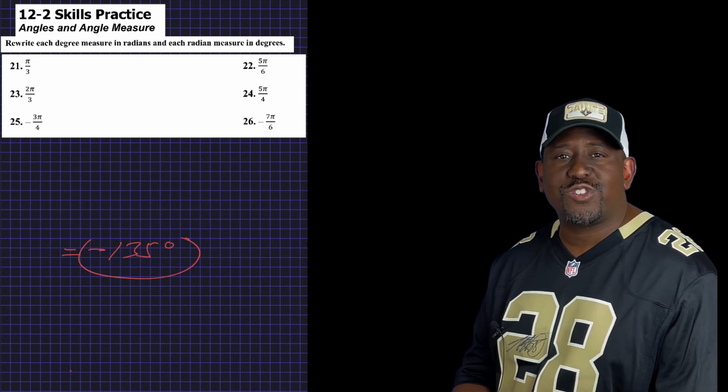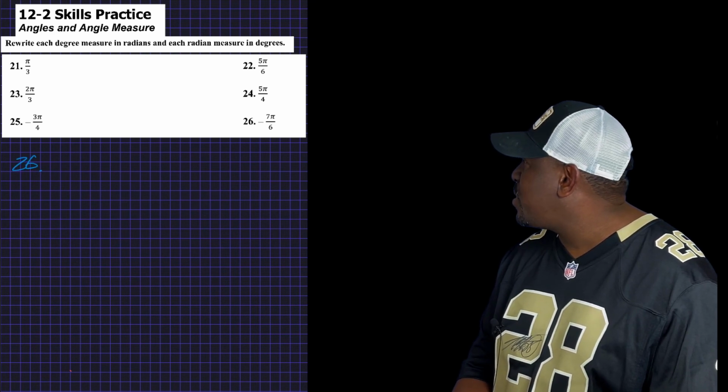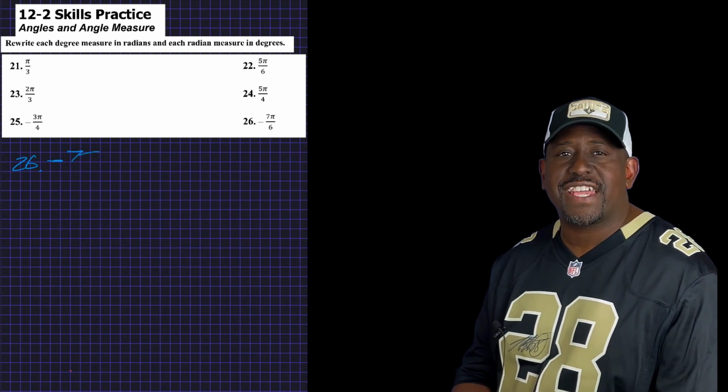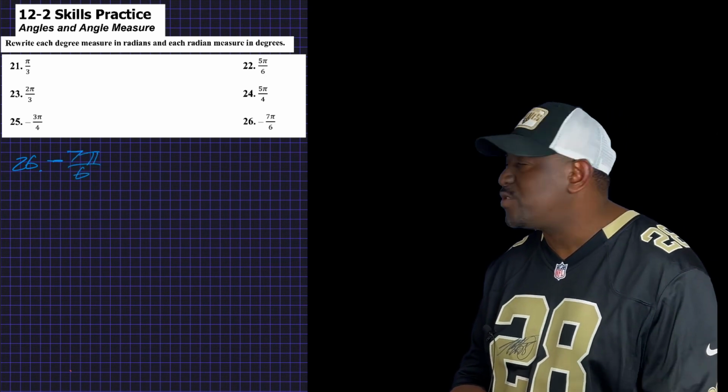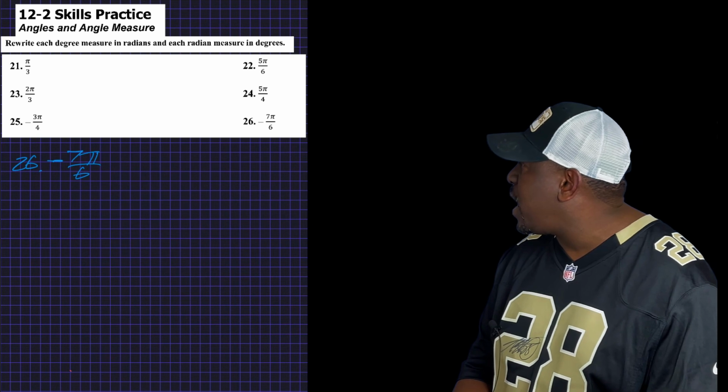Is there anything else we can do? Are we done there? Let's see. Well, it looks like, yeah, we got 26. We're going to do another negative one. Do 2 positive ones, 2 negative ones. Negative 7 pi over 6.